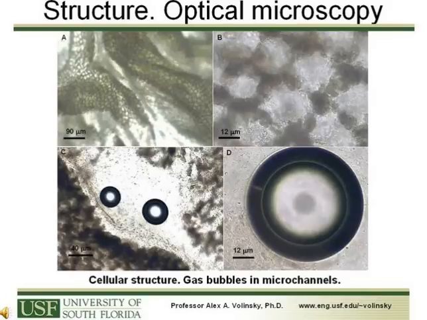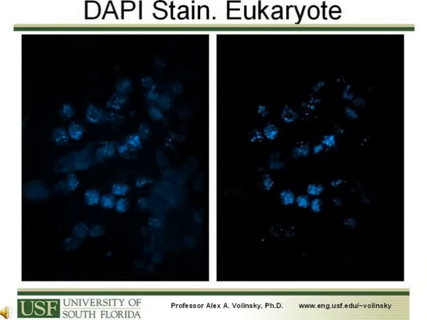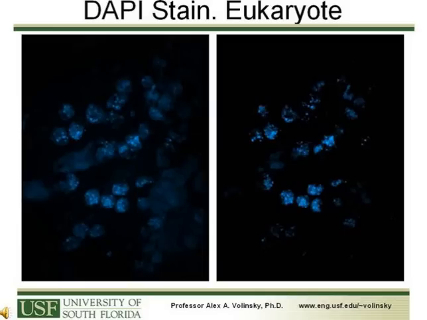Inside the microchannels in the body, there are bubbles, they're gas bubbles, and here's one blown up. So they have cellular structure, and there are gas bubbles in the microchannels. This is a DAPI stain. DAPI stain brings out the DNA in the nucleus of the cell. So these are the cells, and that's the DNA. All right?